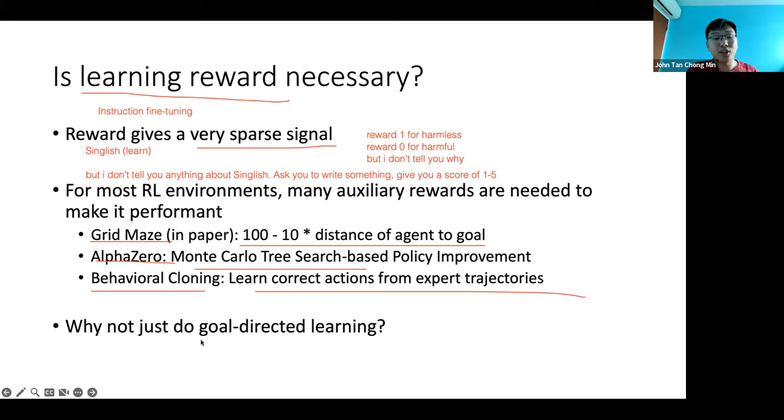Okay, and then why can't we just learn from goals? Can we just condition on the end outcome you want to achieve and ask the model to take a step towards there? And actually, large language models are great goal learners, because you can give it the right context and it can give you output relevant to this context. Yeah, so the large language model is able to do that. It's able to step in the right direction by just giving it the right context.